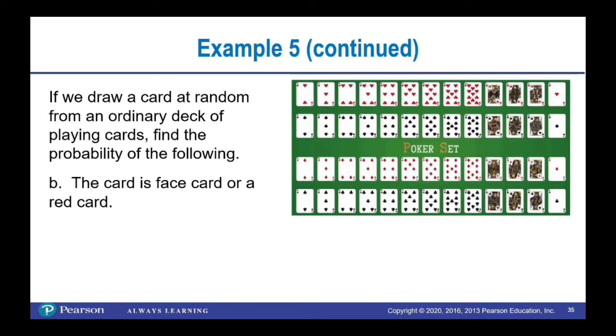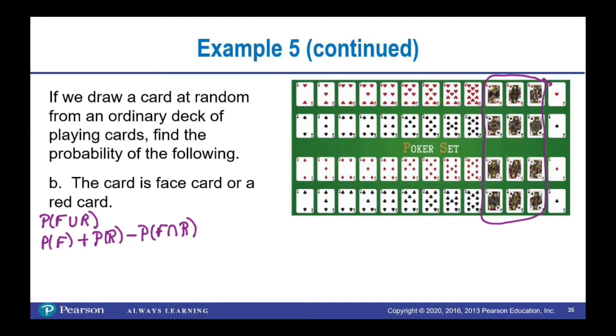What if I want to know the probability that a card is a face card or a red card? Again, these have an overlap, so I'll have to use my new formula. The probability of a face card or red is the probability of a face card plus the probability of red minus the probability of both.